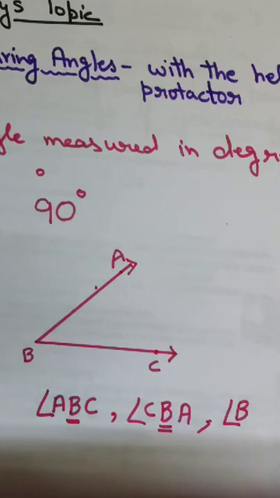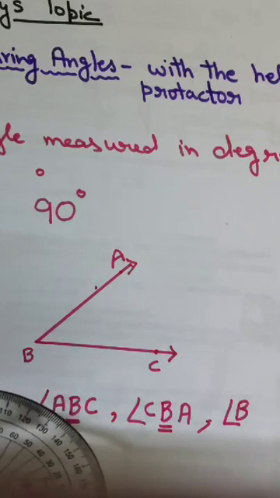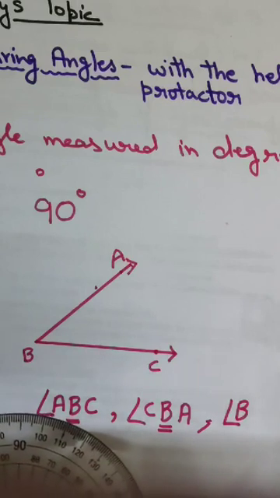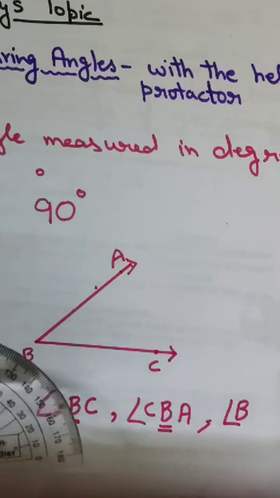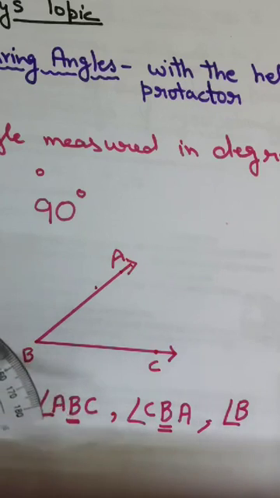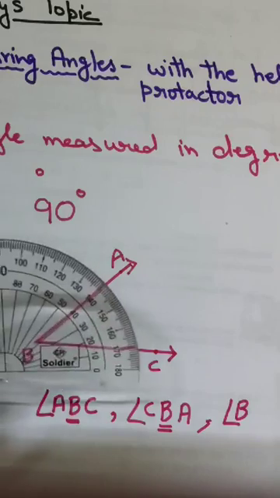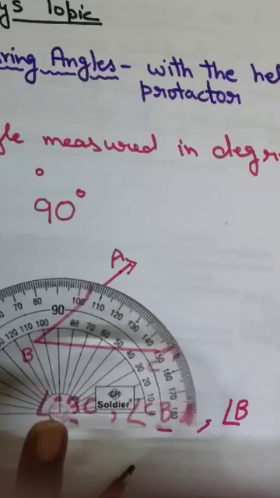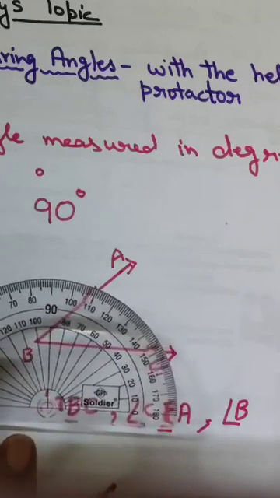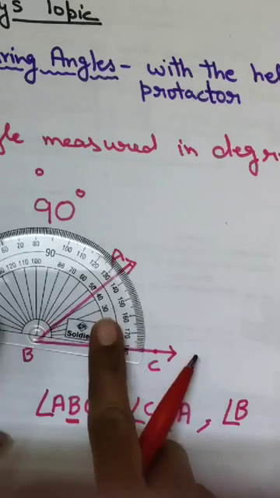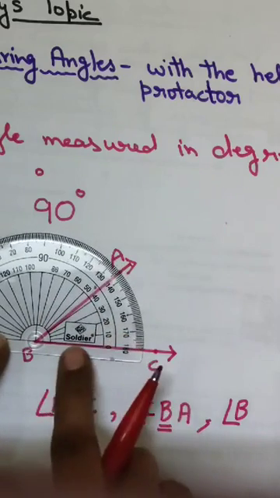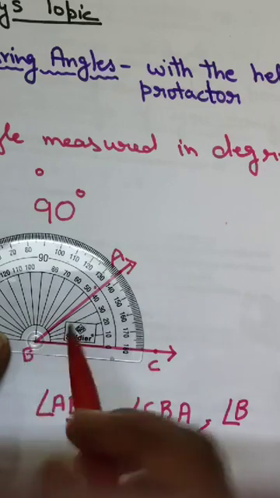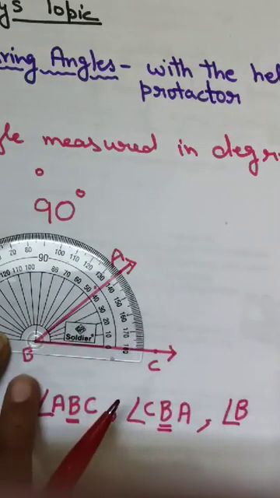Now how will we measure it? Place the protractor so that the midpoint of the protractor lies on the vertex of the angle, that is vertex B. This is the midpoint of the protractor. You have to place it like this, so that this edge, the black line, lies on your BC. And this center point will be on the vertex B.